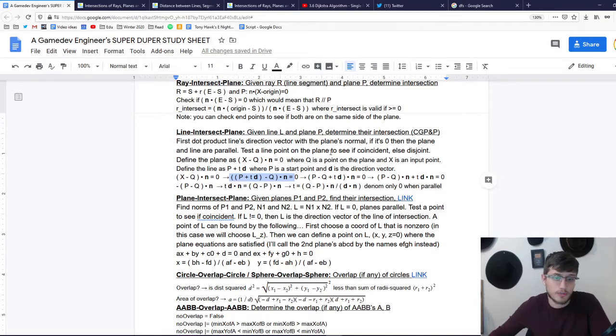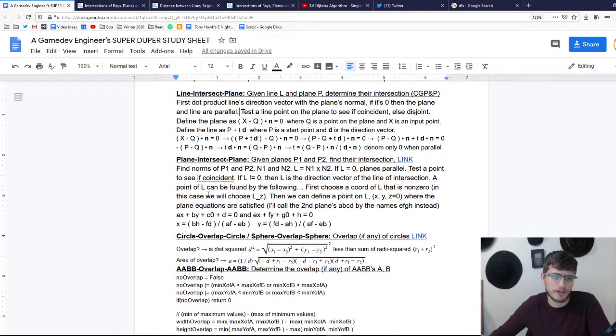And you'll see that this expression does have a divide by a value here, which could be 0. But that denominator is only going to be 0 when the line is parallel to the plane. And so that's why we have this additional step in the beginning, where you dot product the line's direction vector with the plane's normal. If it's 0, then the plane and the line are parallel, right? So you just have to add that extra step so that you're safe from a divide by 0 there.